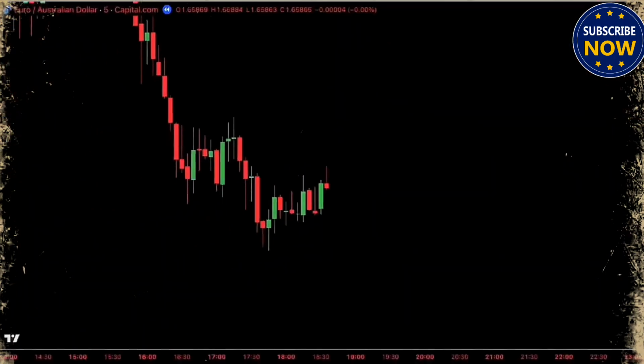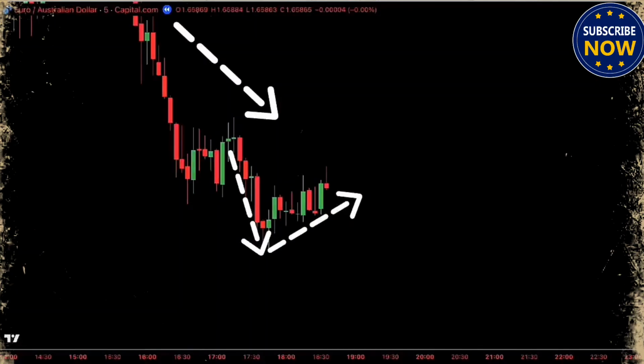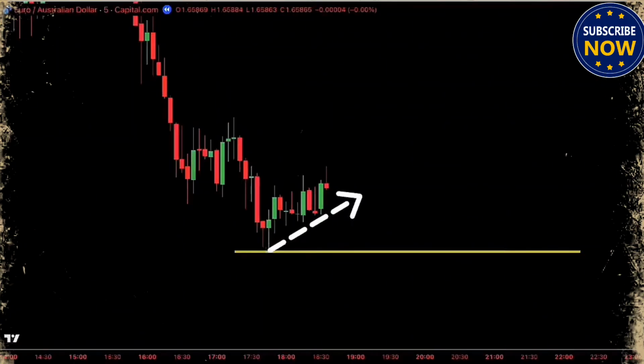Let's look at this chart example. As you can see, the market is trending downward, which means sellers are in control. The market makes an impulsive move downward, showing strong selling pressure, and then it starts to retrace upward. This retracement happens because some sellers are taking profits, which temporarily pushes the price higher. At this point, we identify an important level on the chart. We draw a support level where price previously reacted. Now we wait and observe what happens next.